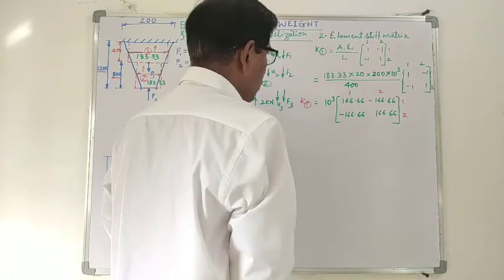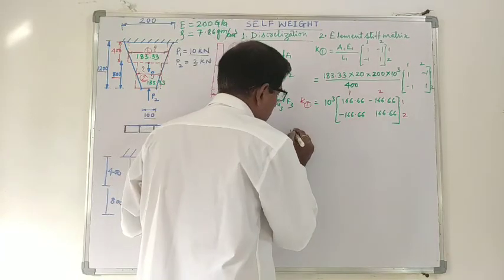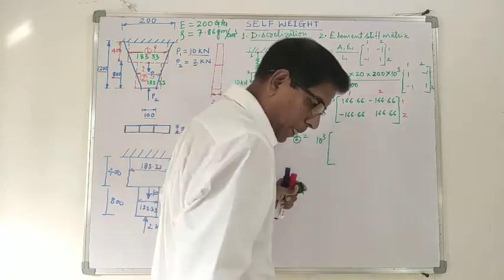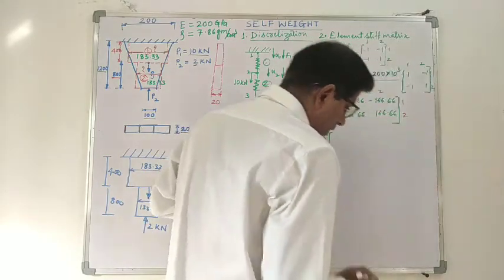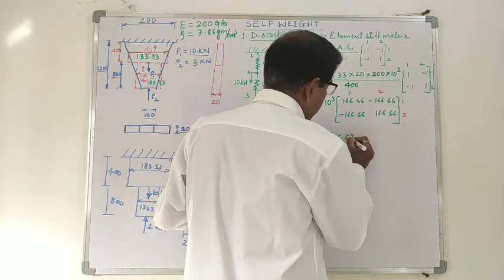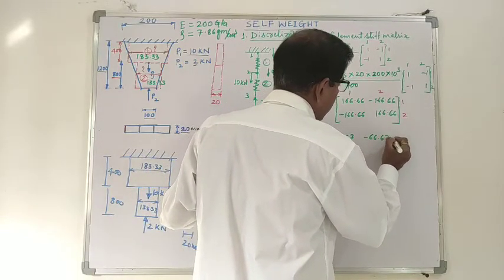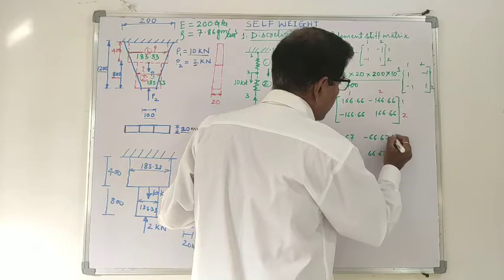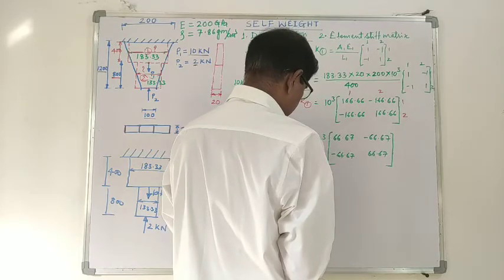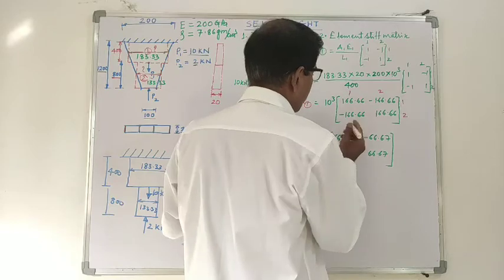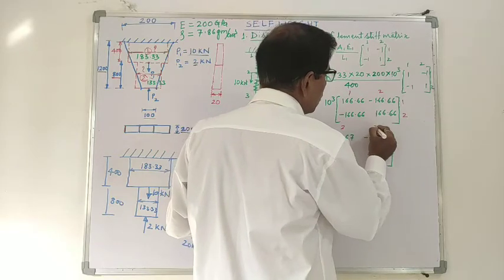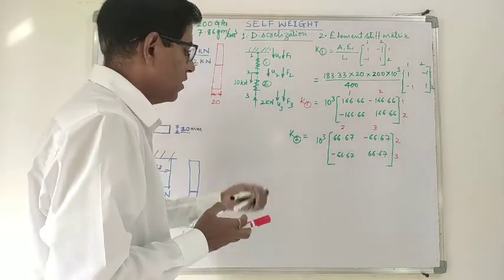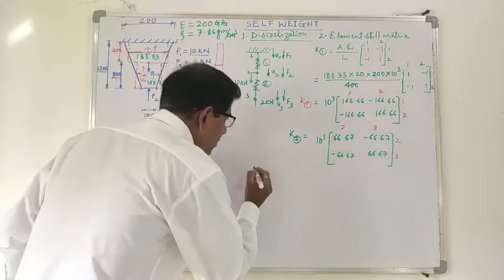Similarly, K2 is calculated as 66.67 minus 66.67 minus 66.67 66.67. And this is node number 2 3 2 3. Okay. Now from this we calculate the global stiffness matrix.